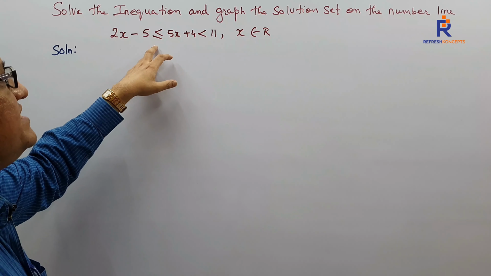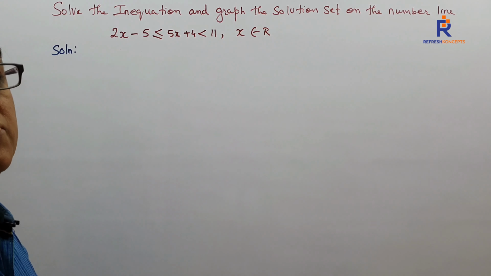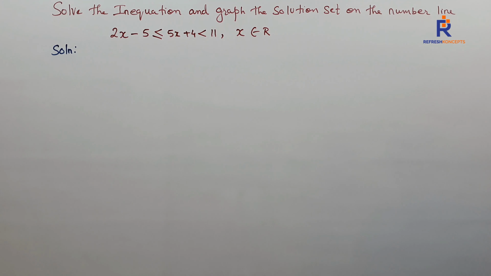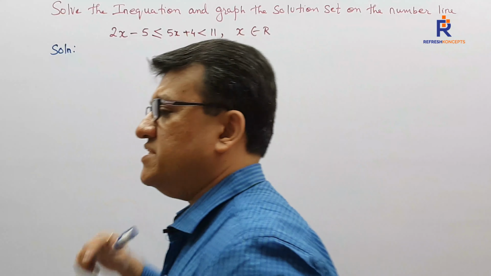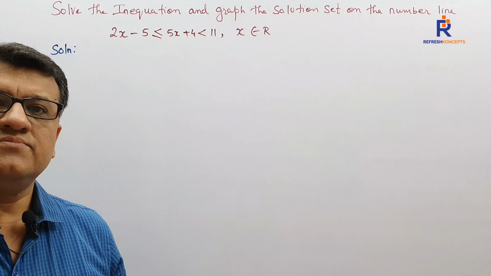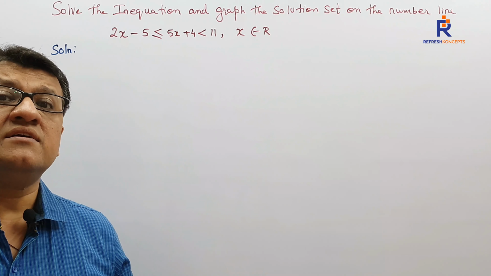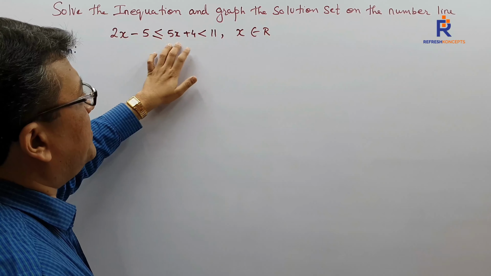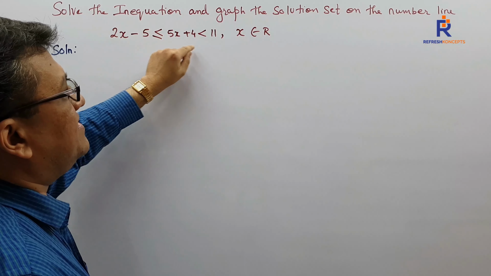2x minus 5 less than or equal to 5x plus 4 less than 11, x belongs to the set of real numbers. Sir, how are we supposed to do this question when there are two inequality signs? No problem. We'll take two inequations. Up till now we had one inequation, now we are going to take two. We take the first one and hide the other, and thereafter we hide this one and take the other.